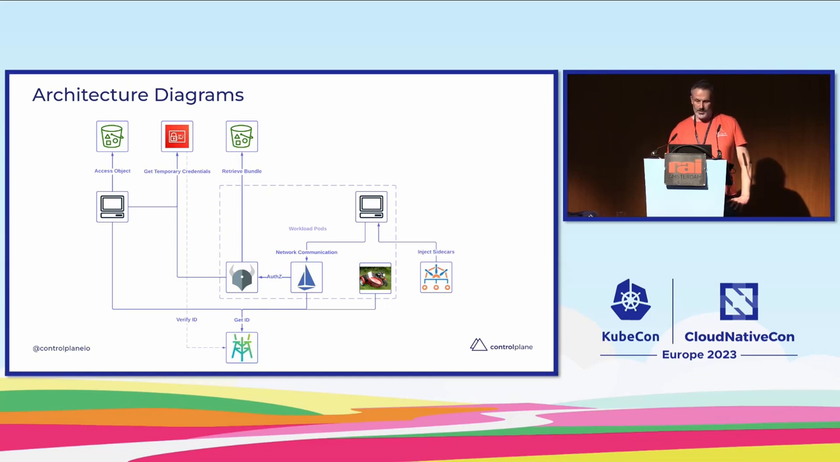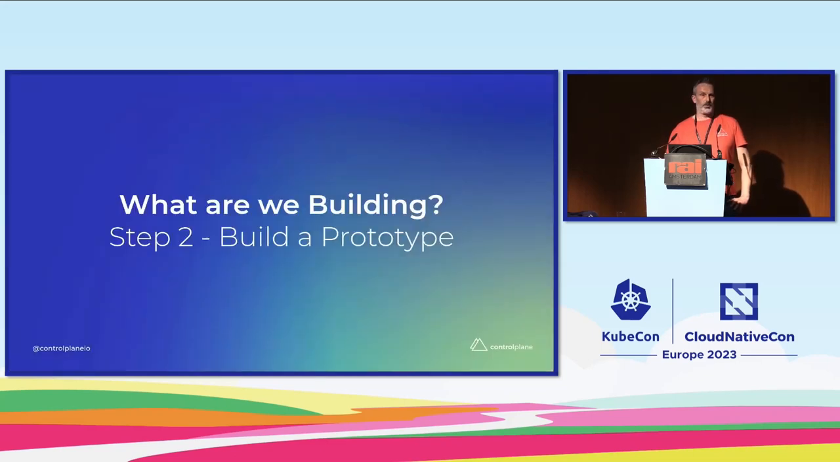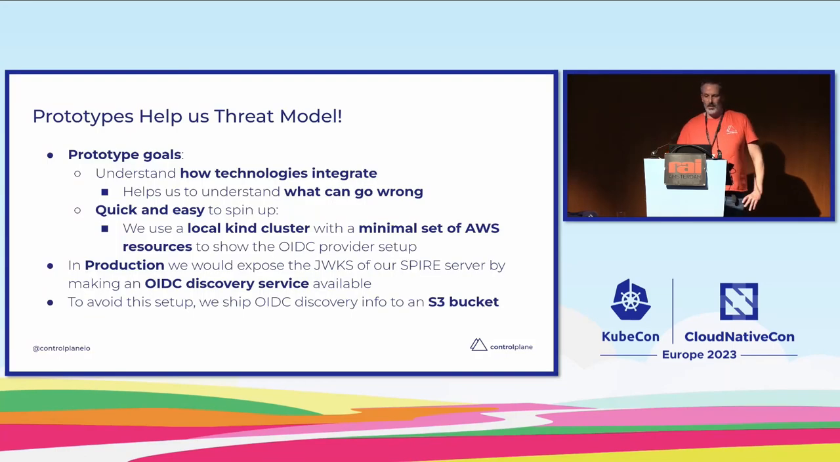And as James mentioned, what we want to do is be prototyping early. Why do we want to do that? So it helps us understand how the technologies that we're using work, how they integrate with each other, and think about what can go wrong. As James mentioned, we're going to open source the repo and make it available for you to kick the tires and play around with this. And so in order to do that, we want it to be simple and reasonably cheap and fast to spin up. So instead of using a managed cloud provider Kubernetes cluster, we're just going to use a local kind cluster and just some S3 buckets.